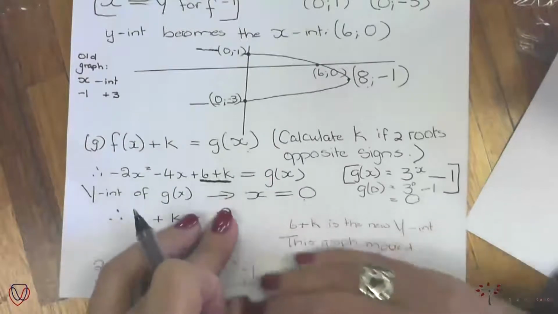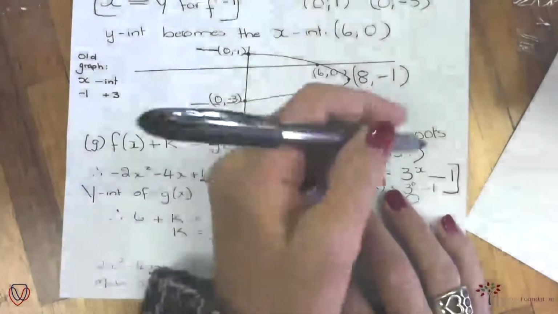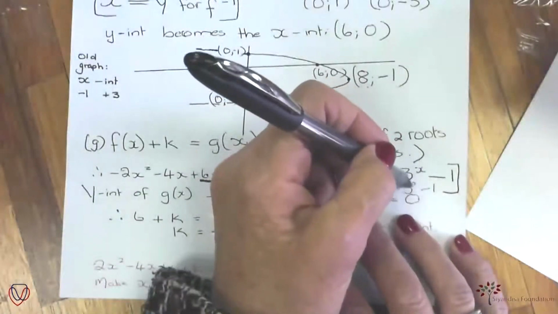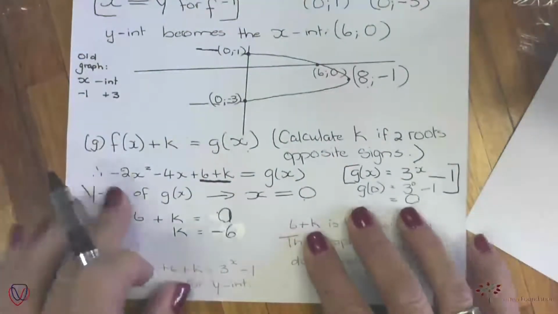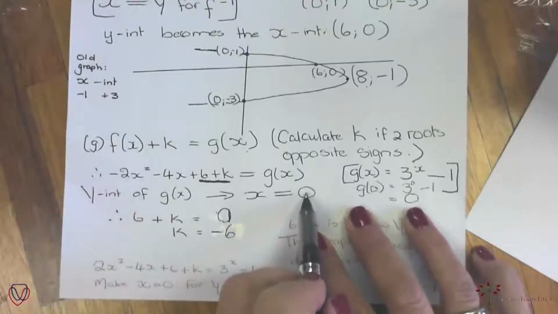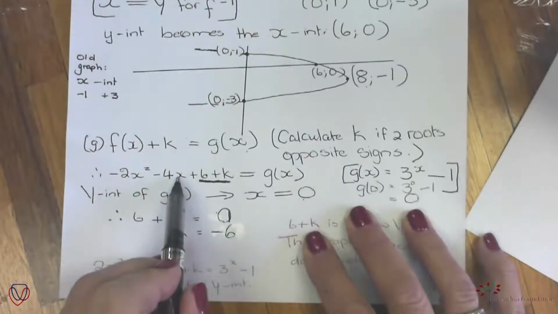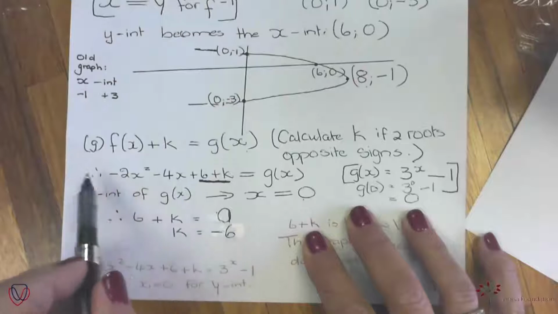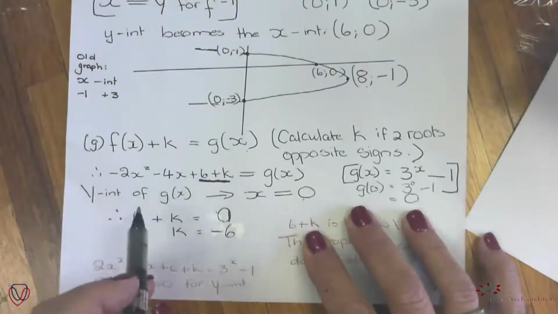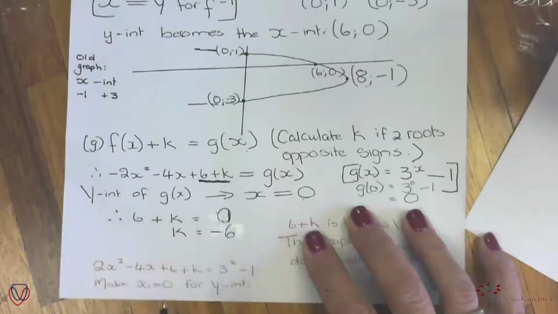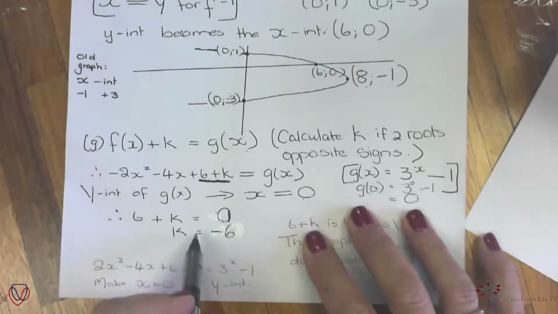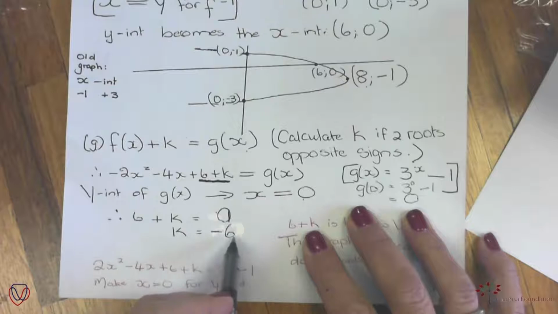Now, if we go to the g graph, if you make x 0, you've got 3 to the power 0, which is 1, minus 1. And that gives you 0. So there I'm going to have 0. If I make x 0 here, both these terms will be gone. So I'm going to have 6 plus k is equal to 0. So k is equal to negative 6.